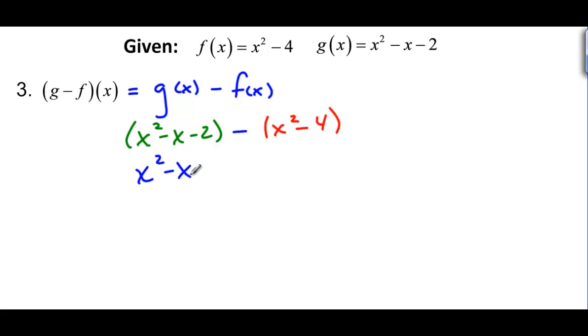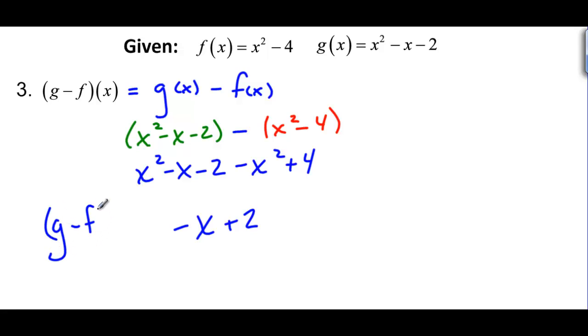Okay. So the reason parentheses are so important is because if I actually just write this out now, x squared minus x minus 2, if I distribute the negative, negative x squared plus 4. Now if I combine like terms, I have no x squareds, I have a negative x, and then plus 2. And that's what I get when I take the g function, subtract the f function in terms of x. And that would be my final answer.